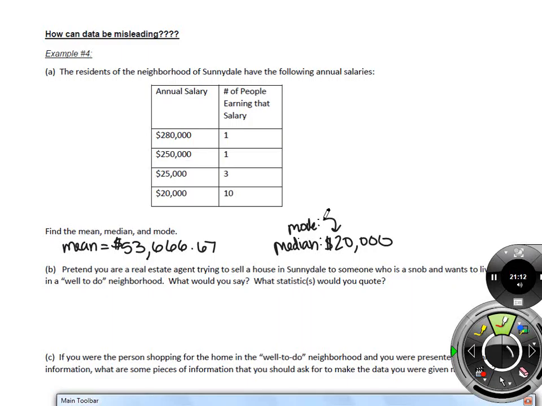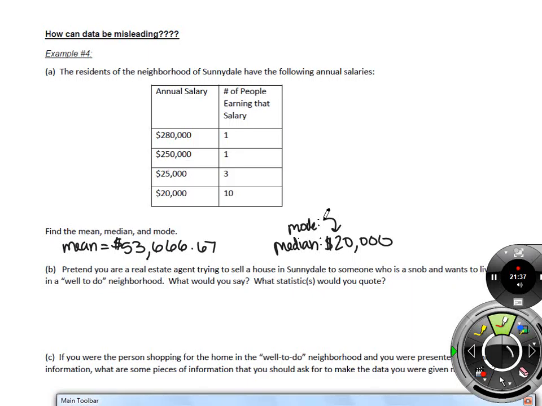Yeah. That's what, I let Jason calculate it, but that's what he said. Did you guys get 53? Yes. Remember, there's 10 20,000s, but you also have to have a 280, a 250, and a 25. I'll look at your calculation at the end. Okay? All right. So what would you quote?